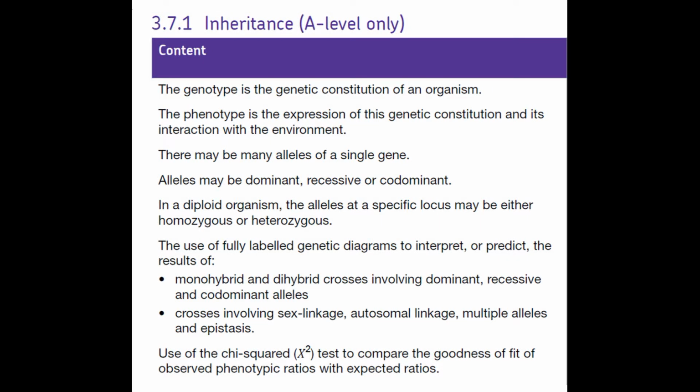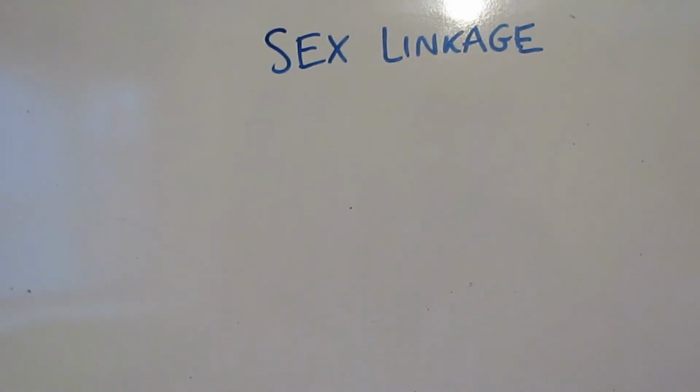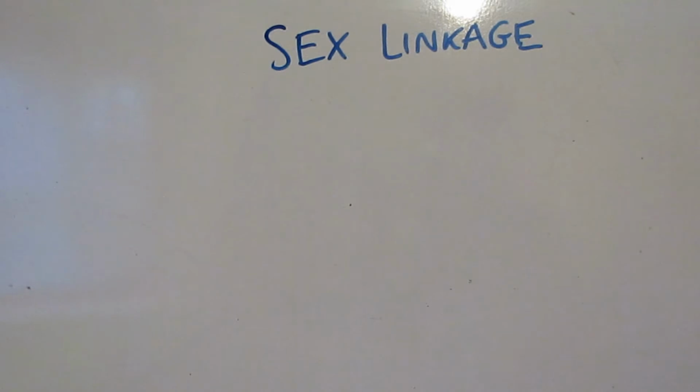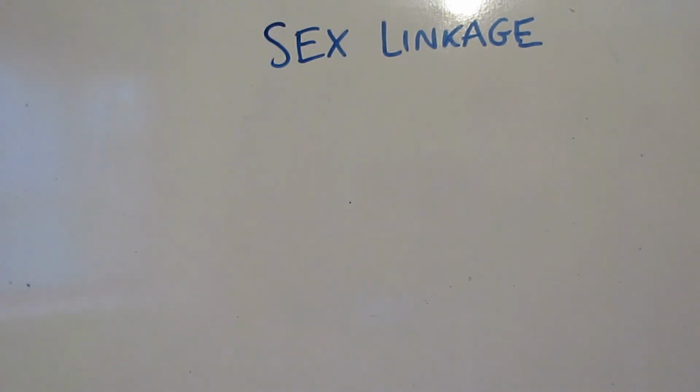Hello there. This video matches up with the spec point 3.7.1 inheritance, and particularly the section on sex linkage. In the last video, we looked at a type of inheritance known as codominance, where you have two dominant alleles for one gene. We also looked at a feature of it known as multiple alleles, where there are more than two alleles for the same gene. Now we're going to look at something known as sex linkage.